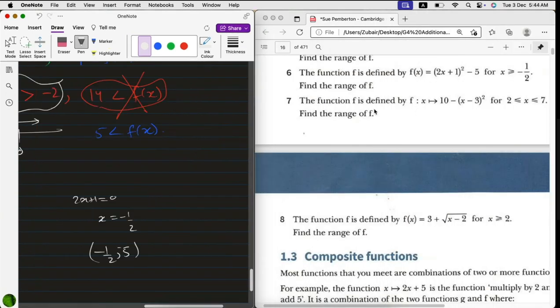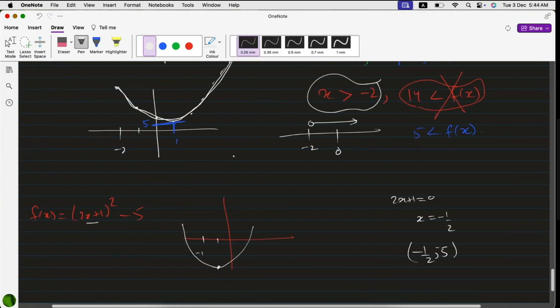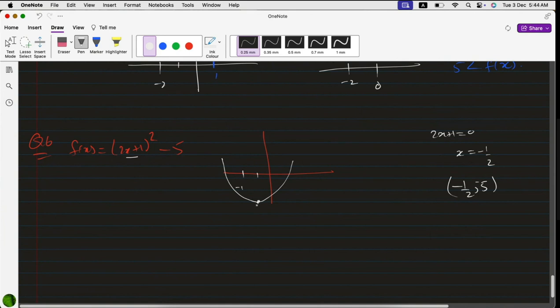Now the domain was x greater than or equal to negative half. So if I'm going to respect the domain, it says x is greater than or equal to negative half. That means we are only talking about this right hand side. Here x equals negative half. So for this, the range is this point, which is actually the turning point. This is minus 5. So it would be minus 5 less than or equal to f of x.